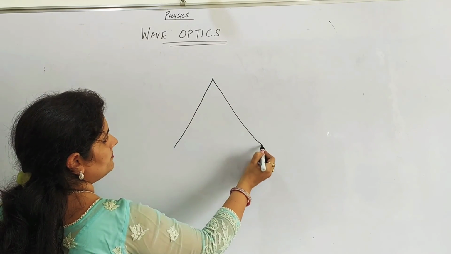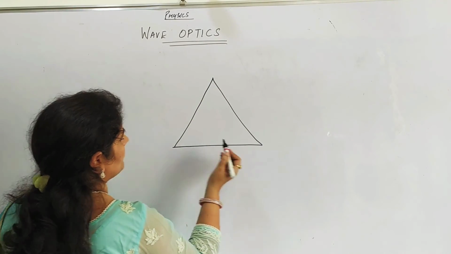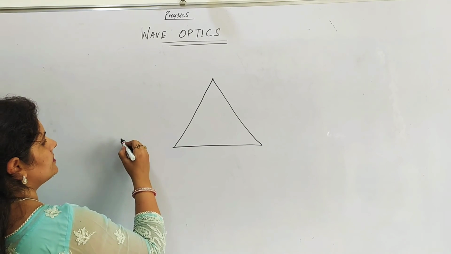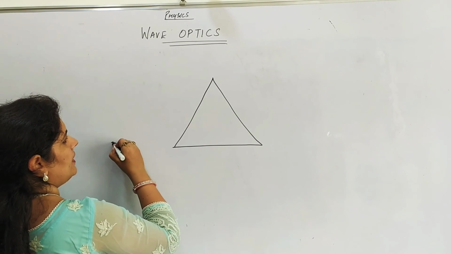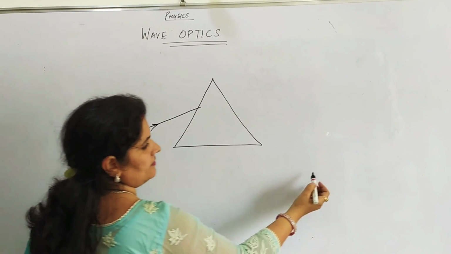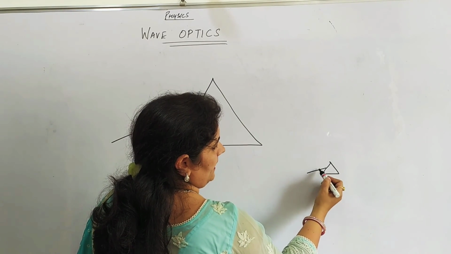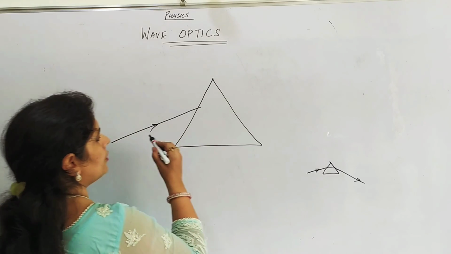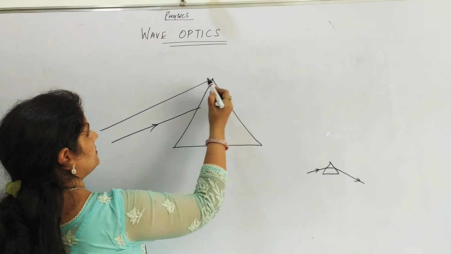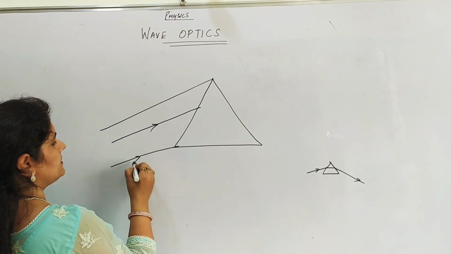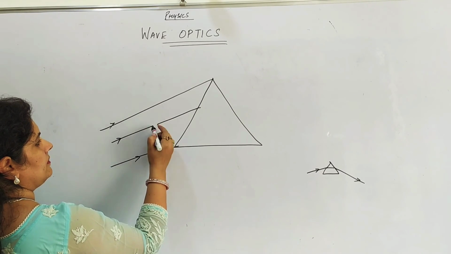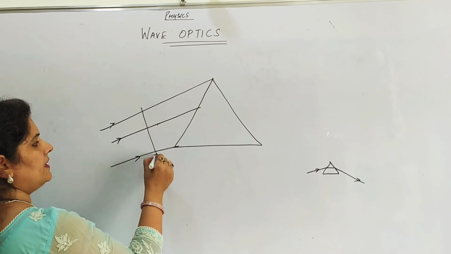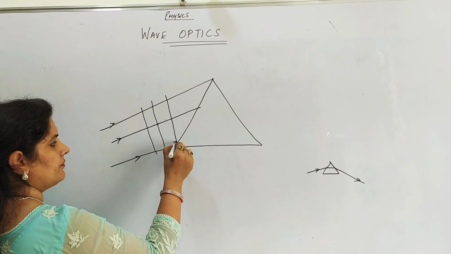We have taken a prism and a ray of light is entering like this. In 10th standard we have studied a ray of light enters, moves and comes out here, right? So these are parallel set of rays. Parallel set of rays means plane wavefront.